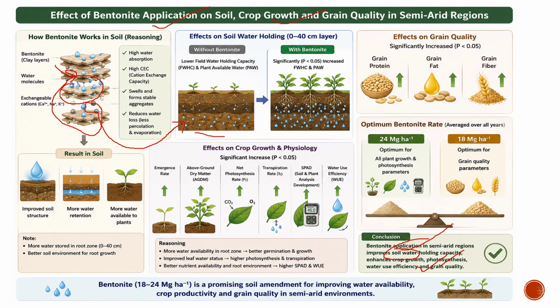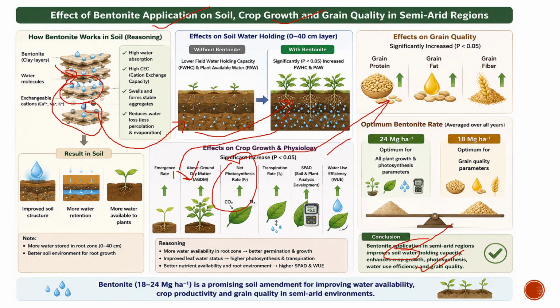You will find more field water holding capacity and plant available water. If the plant available water is good, automatically there will be higher emergence rate, higher above ground matter, that is biomass, and there will be more photosynthesis. If there is more photosynthesis, automatically there will be more yield to the plant.